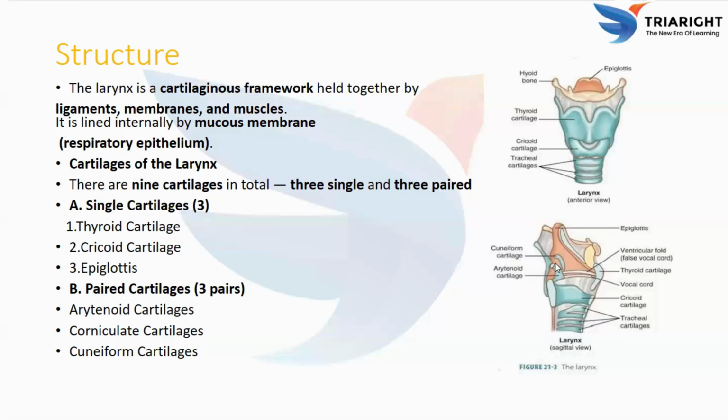You can clearly see here the blue colored one. It's a pyramid shape. It sits on the top of the cricoid cartilage. What is the function of this? It controls the vocal cord movement essential for speech.